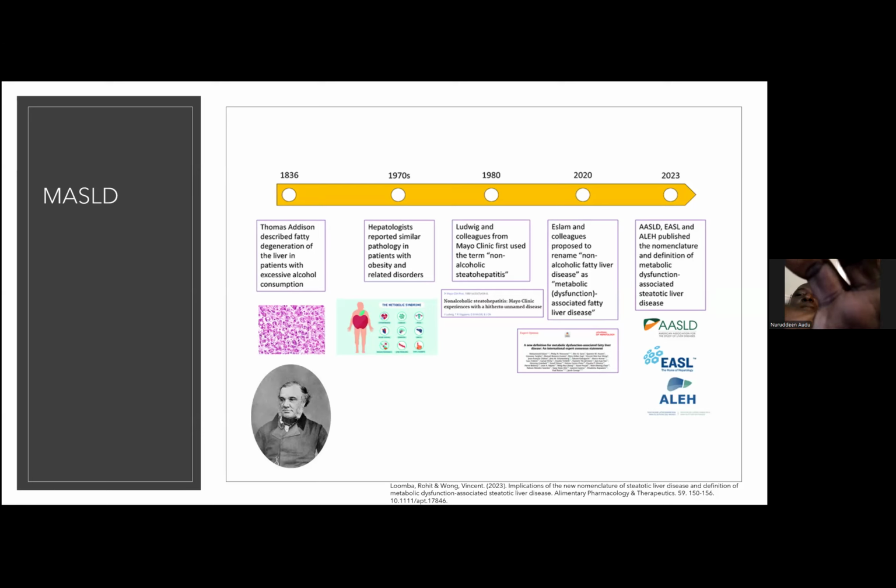Then 3 years later, in June 2023, the nomenclature of steatotic liver disease and the definition of MASLD came about, following an international multi-society guided Delphi process. The main highlight was to show that the liver disease was actually metabolically related, and therefore MASLD came about. A lot of hepatologists were involved, including Prof in our country, and this definition then came about.